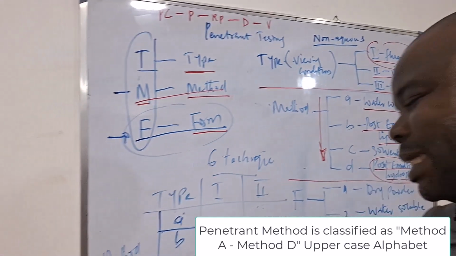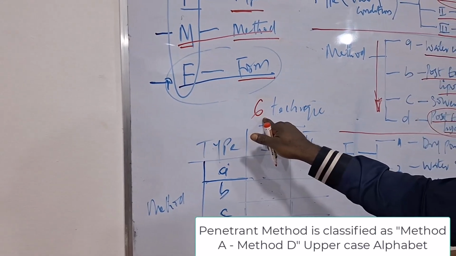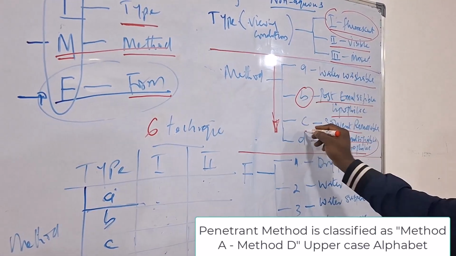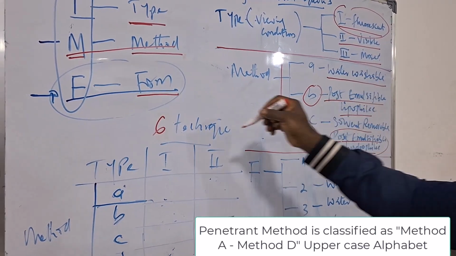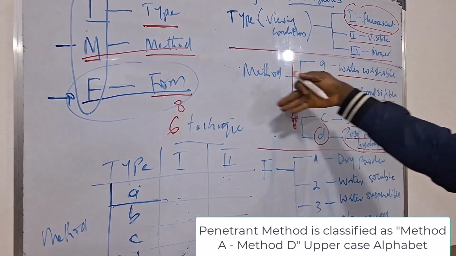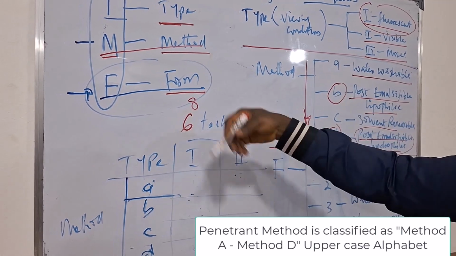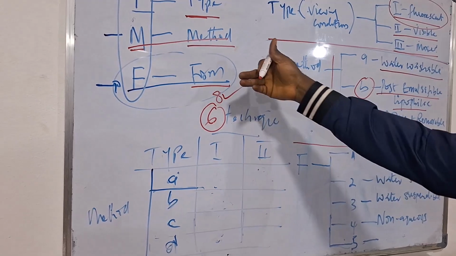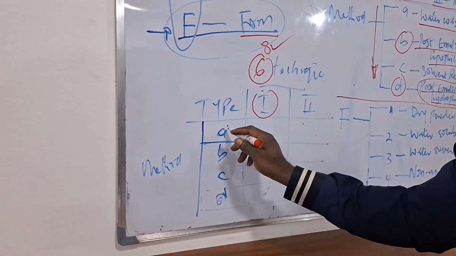Now, when we talk about technique, before now it used to be 6 techniques, because the post-emulsifiables, that is B and D, are usually classified as one method. But over time, it has been split to 8. But you still find some old questions that will ask you how many methods are there in the penetrant testing method, where the options are limited to only 6, you can take 6. But when you have 8, it becomes 8 because you can combine type 1 to method 1.